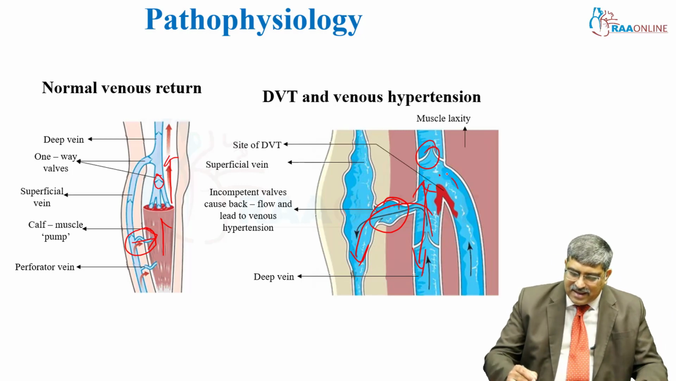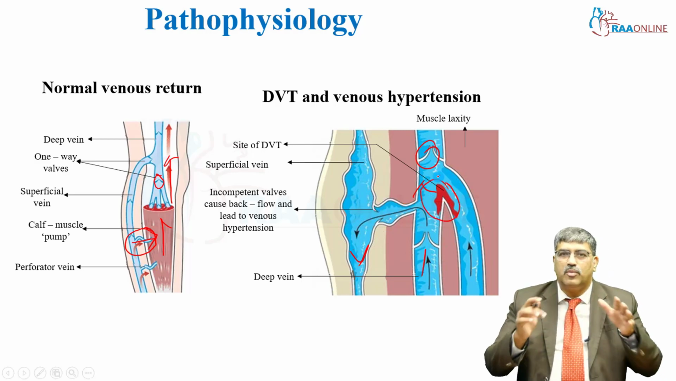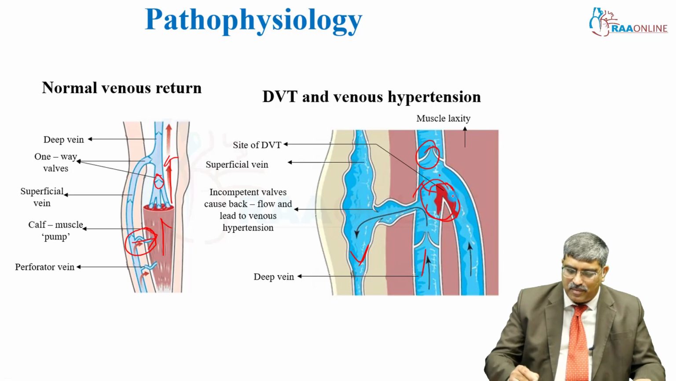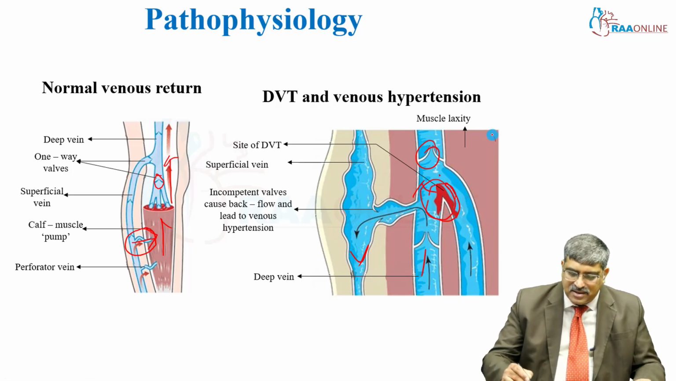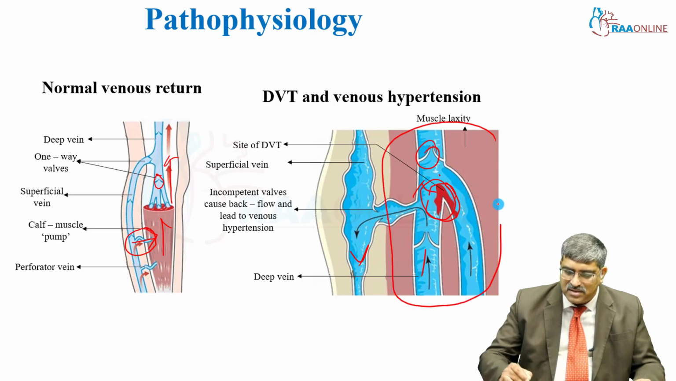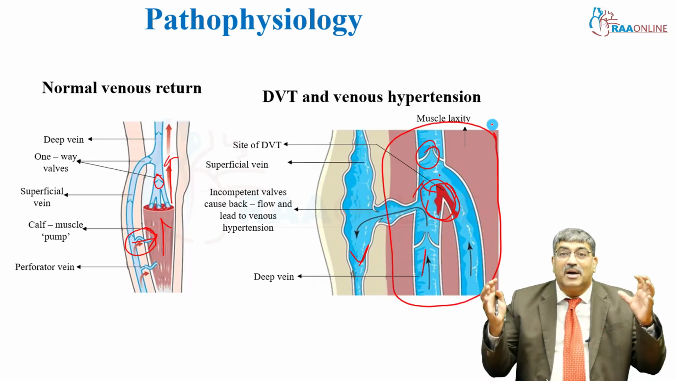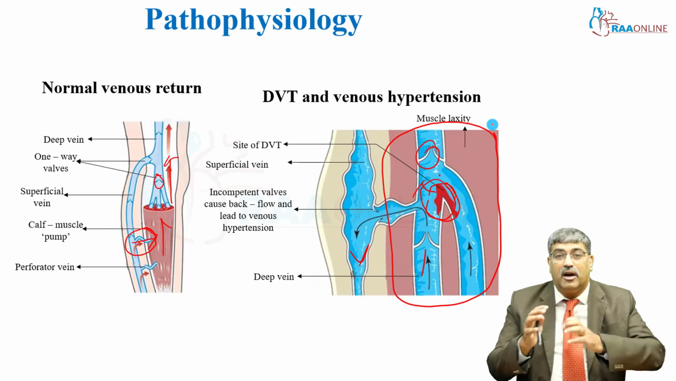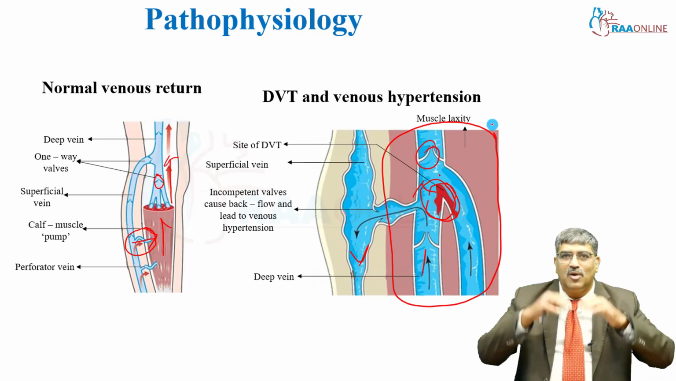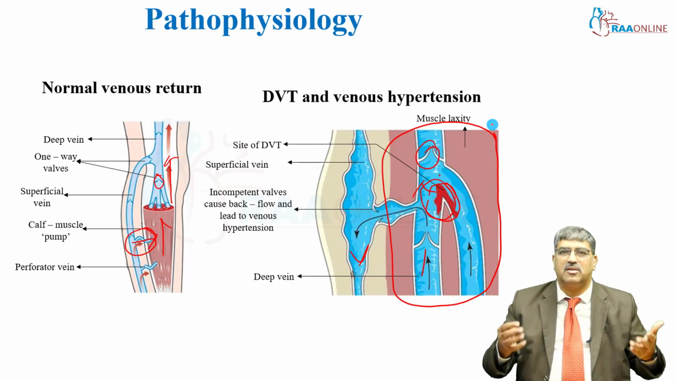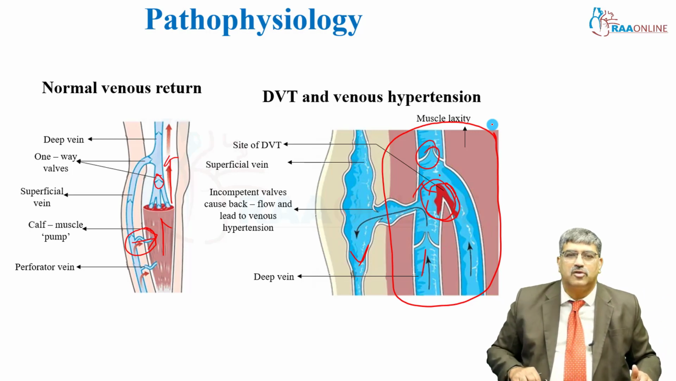Second, as the blood comes back, there is thrombus formation. Usually, thrombus formation occurs whenever there is some bifurcation. And finally, as I said, this muscle, you can see the muscle is lax. So, the muscle doesn't contract strongly enough to pump the blood from the distal part to the proximal part. So, more blood stays in it. These are the causes for venous thrombosis.